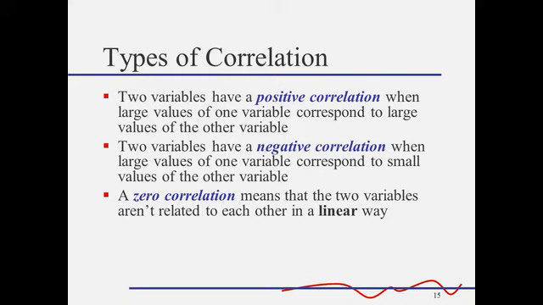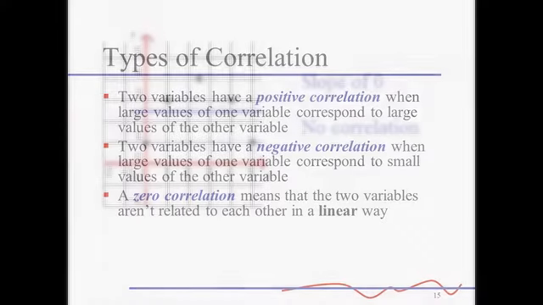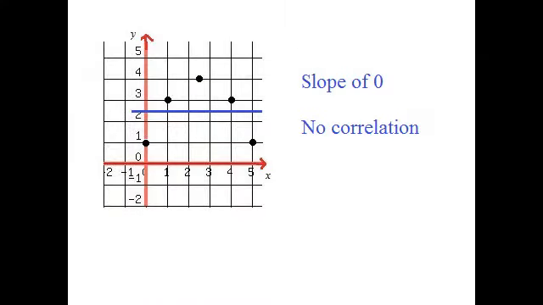A zero correlation means that the two variables aren't related to each other in a linear way. Here is an example of 5 points with no linear correlation. When I draw a line through the points, the slope is 0 and R is also 0.